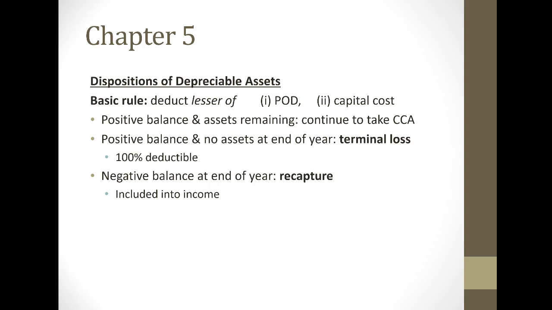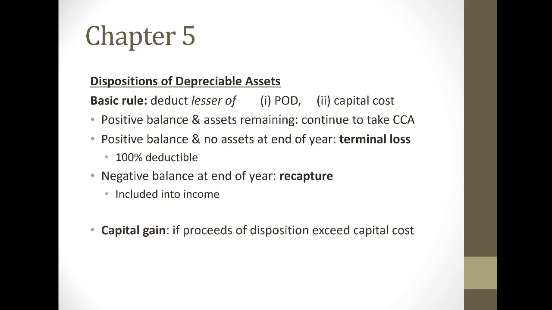So think about why you have a negative amount. You add the capital cost to the CCA class, you continue deducting CCA every year. When you sell it, you deduct the lesser of proceeds and capital cost, and you have a negative amount. That means you basically took too much CCA. And so you have to add that negative amount back into income to reset that balance to 0.